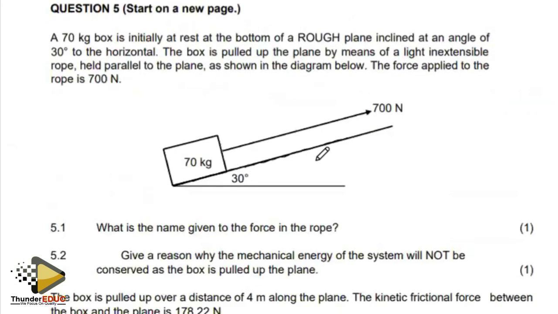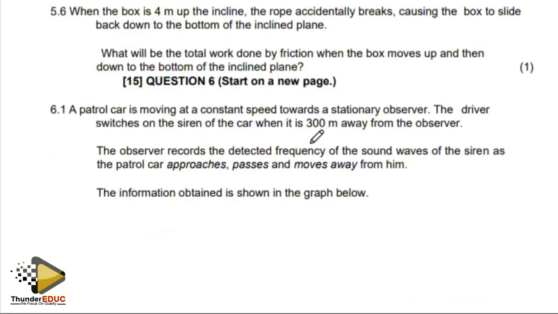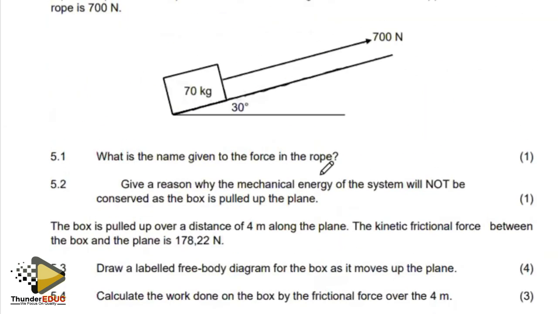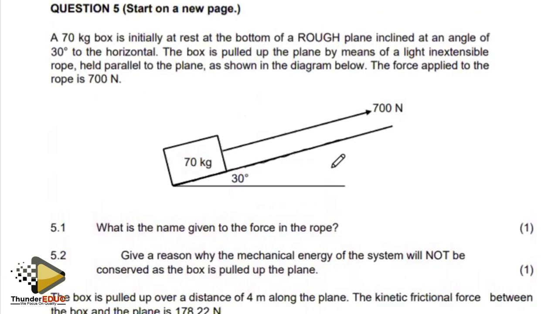Question number 5. Here we saw energy also. So I believe this will be the last question, then we go back to the guideline. A 70 kg box is initially at rest at the bottom of a rough surface. This word is important, it's even in capital letters. At an angle of 30 to the horizontal, the box is pulled up by means of a light inextensible string held parallel to the incline. The force applied is 700.